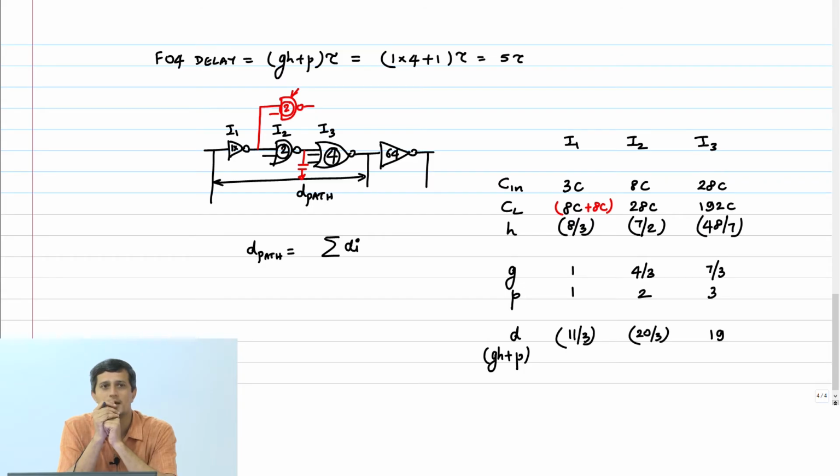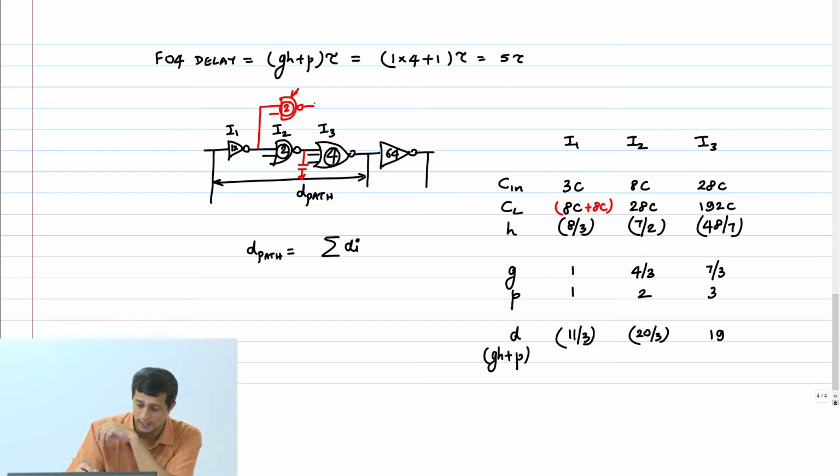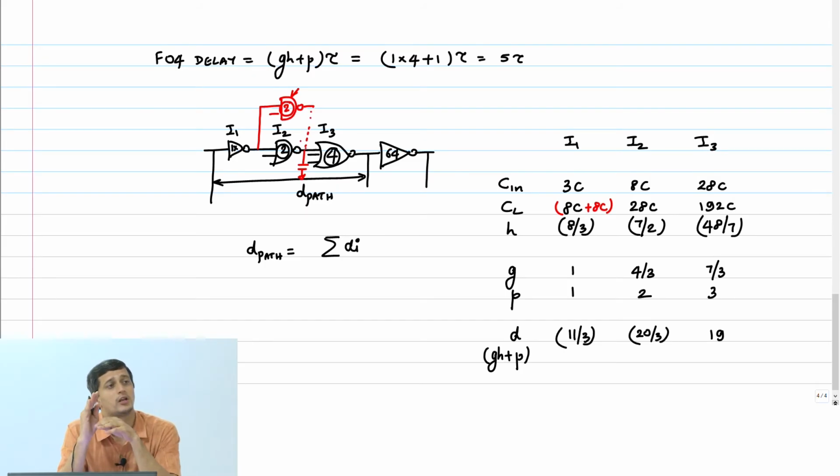Okay, clear? Yeah? If it is connected, you mean like this? Then it's a different thing altogether. That's a different case altogether.